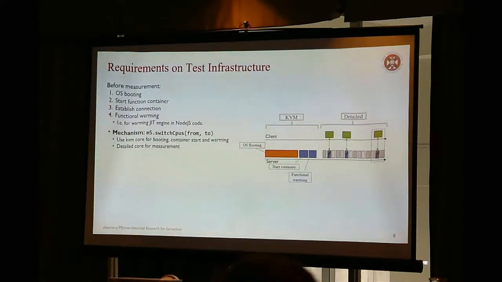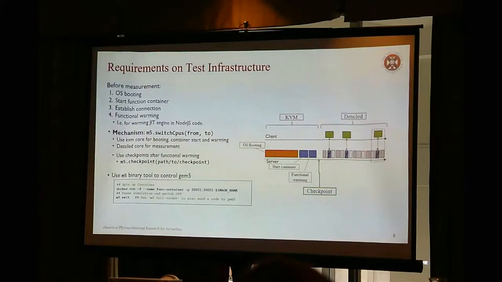The problem is that booting and starting the container takes a lot of time if you run it in detailed mode. So what we do is use the mechanism of switching CPUs, which was already described this morning. We accelerate the booting process with the KVM core and then switch to a detailed core to do the simulations. And of course, you can also use gem5 checkpoints to snapshot the point after booting, and then you can do science-based exploration with different parameters in the detailed evaluation.